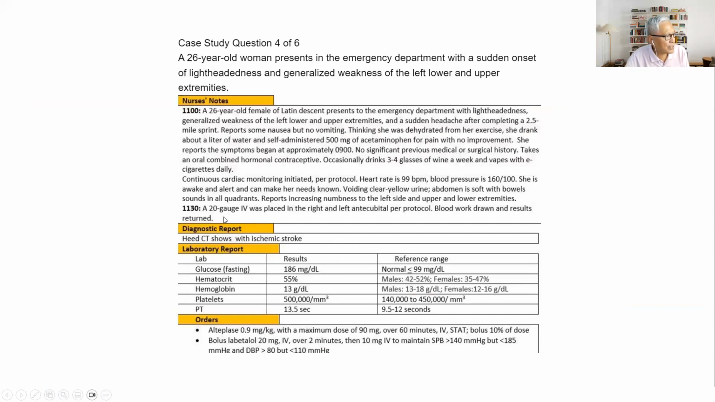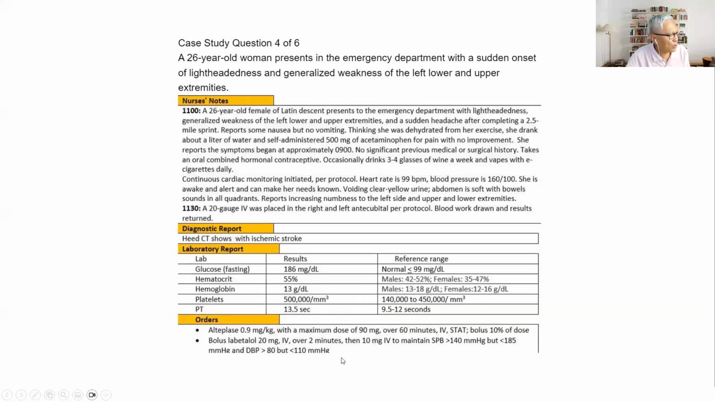At 11:30, a 20-gauge IV was placed in the right and left antecubital per protocol. Blood work was drawn and results returned. Head CT shows ischemic stroke. Lab glucose 186. This is elevated. Hematocrit 55. That is going to be elevated as well. Hemoglobin 13. That's okay. And platelets 500,000 per cubic meter. It's a little bit elevated. And PT is 13.5 seconds.